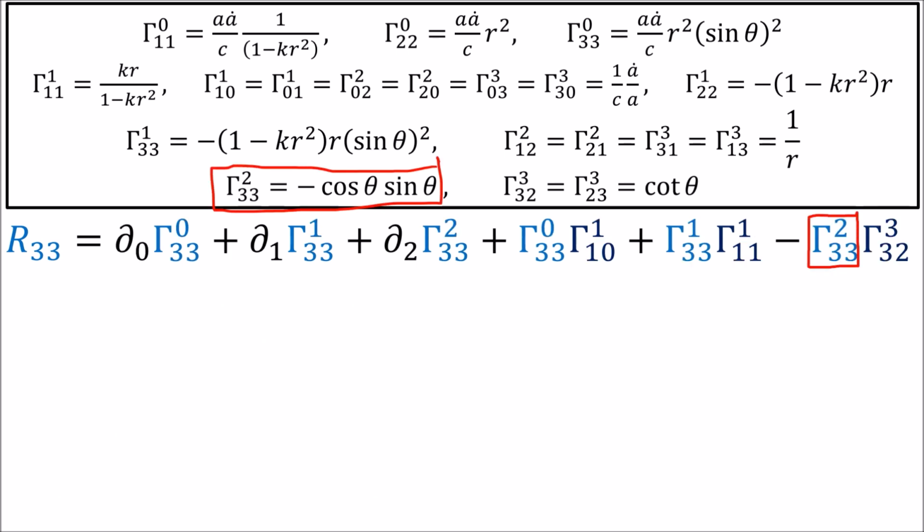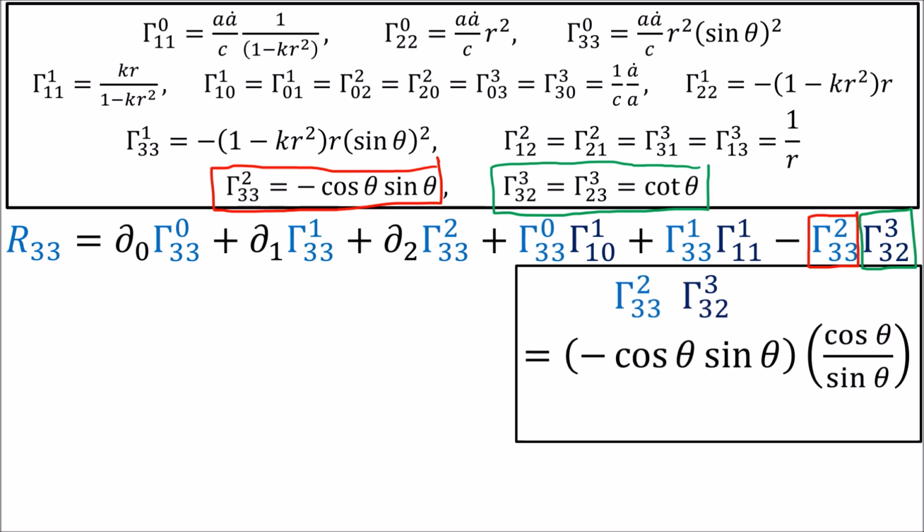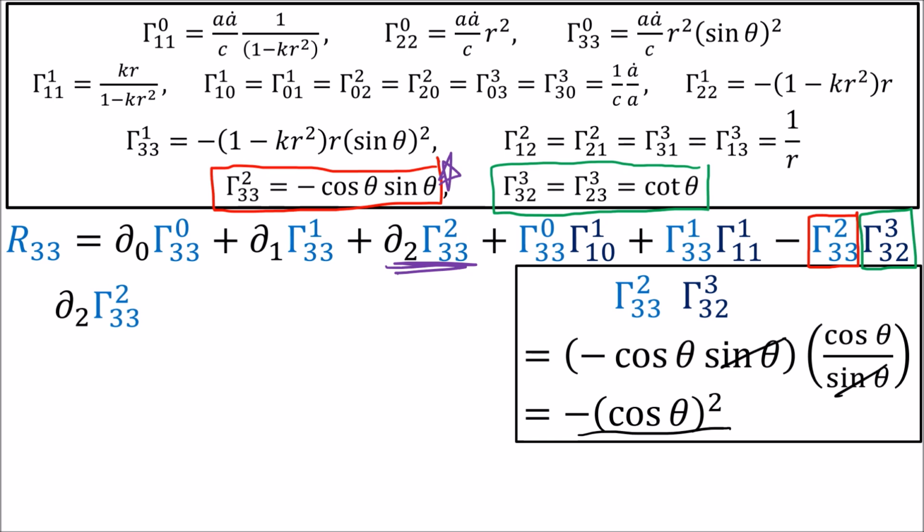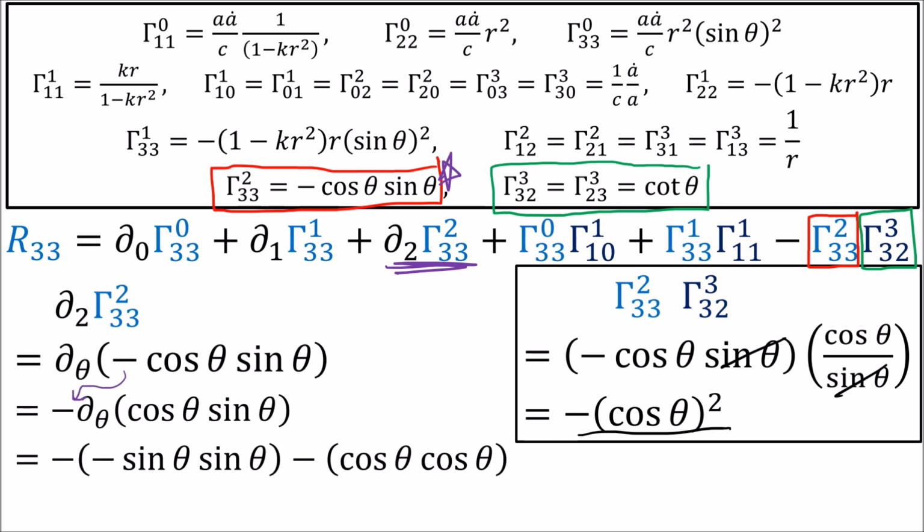Now, the last term is negative cosine times sine multiplied by cotangent, which is cosine over sine. So this is just negative cosine squared. And this is the theta derivative of negative cosine times sine. Pulling the negative sign out and using product rule, we get sine squared minus cosine squared.